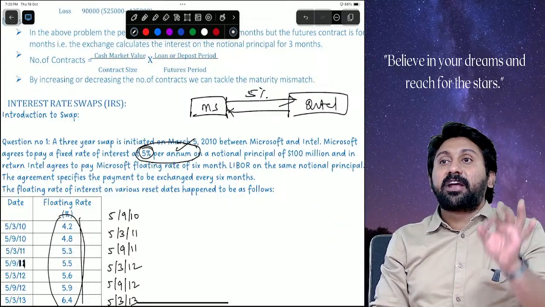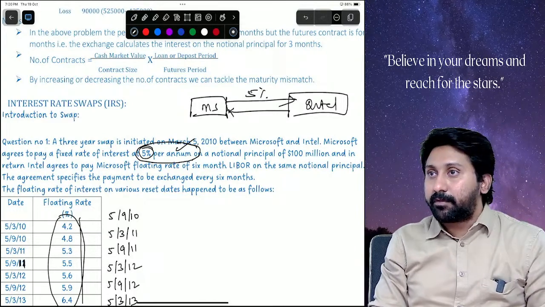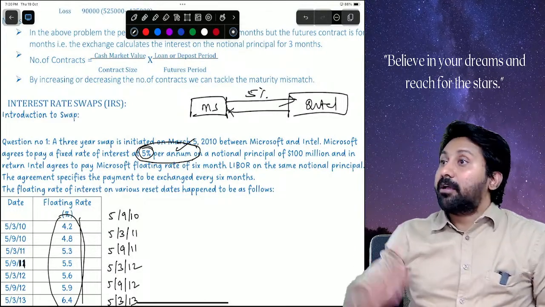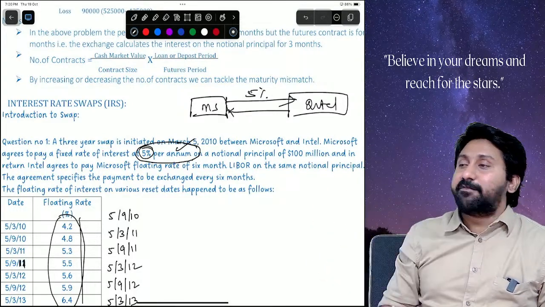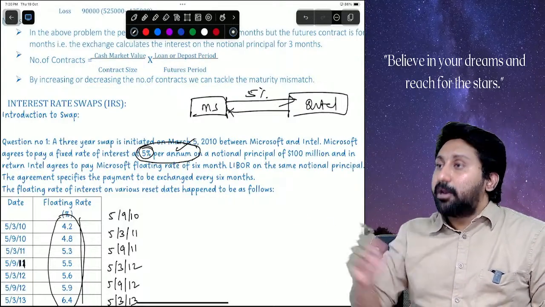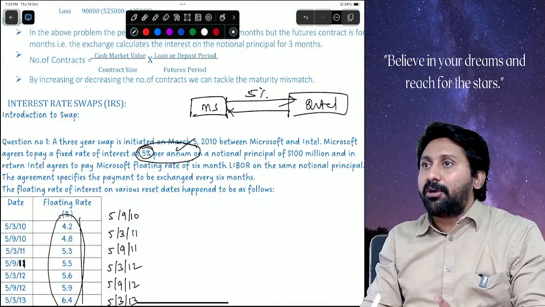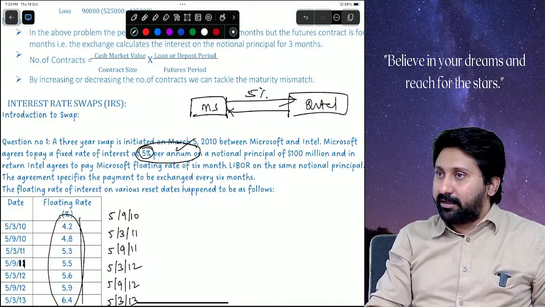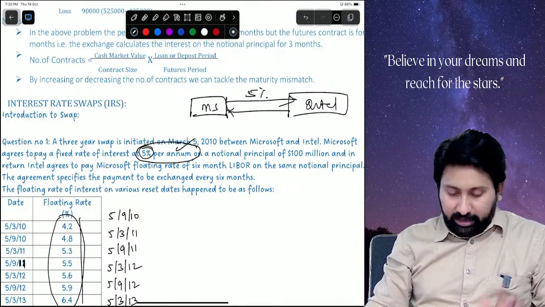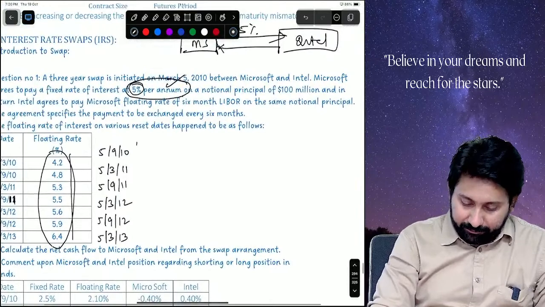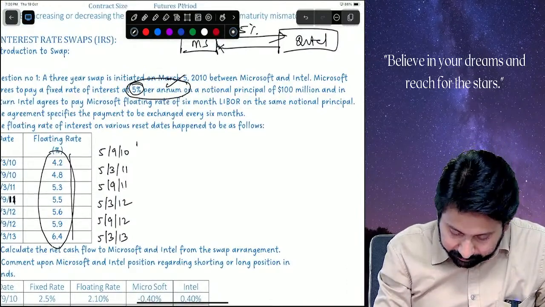Originally, Microsoft has taken the loan in which form? Floating. Now it wanted? Fixed. Intel has originally taken in which form? Answer. Now it wants to shift to what you can't do in the real world, but can do in the swap world. Yes, sir. Okay. Now, tell me. You should tell, I should write.